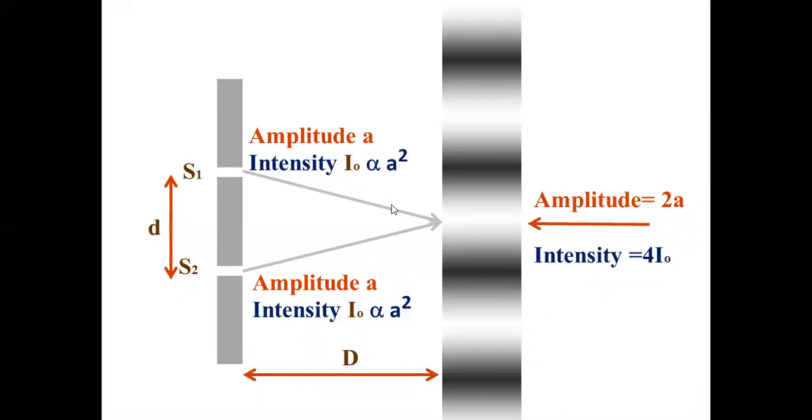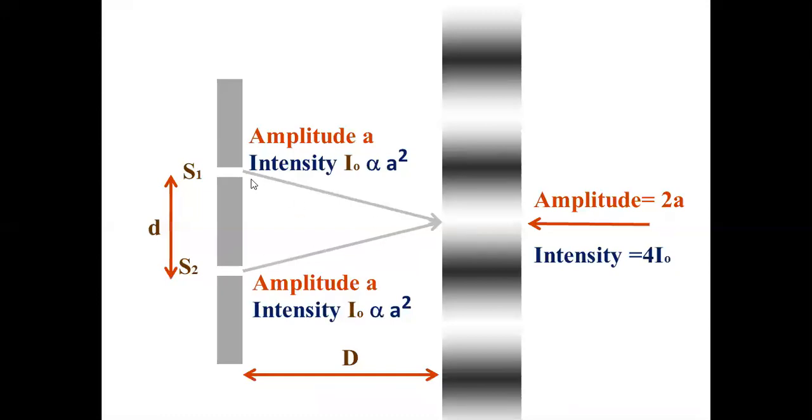If the amplitude of the first wave is A and the second wave is A, here the amplitude is 2A. What about intensity? Intensity of the first wave is proportional to A square, not equal to A square, because there are other factors also. Intensity of the second wave is proportional to A square. After superposition, is the intensity of the resultant wave 2A square? No, it is 4A square. Very, very strange, you see.